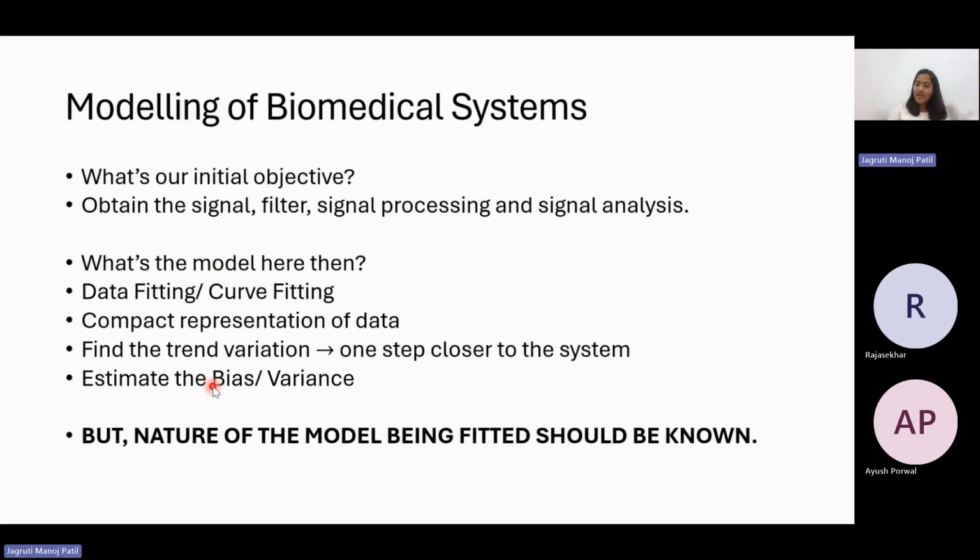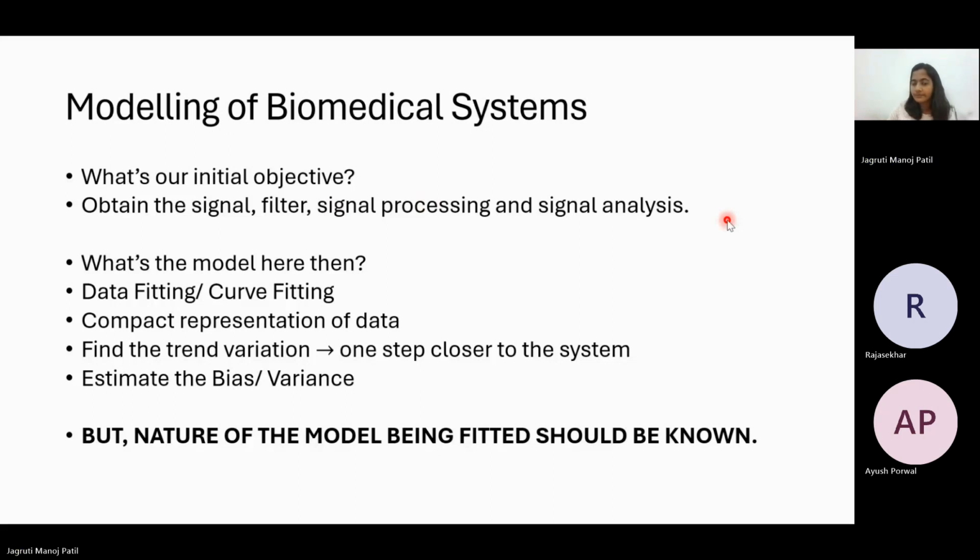Firstly, in our previous objectives, we initially saw a CAD diagram for biomedical signal processing, where we obtained the signal, filtered it, did some signal processing, and then did the final analysis of the signal.